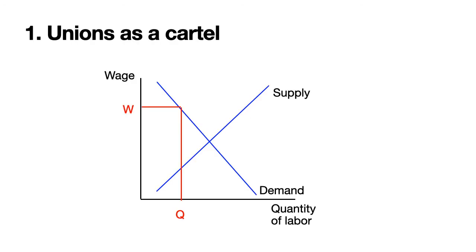The simplest and perhaps most obvious is to consider unions as a cartel, right? Essentially trying to act together to restrict output and increase wages. So essentially, this is the same graph we've looked at with monopolies. The only difference here is that the supply is coming from the workers, the demand is coming from the employers, and in this case, the workers are restricting the supply of labor in order to increase wages.